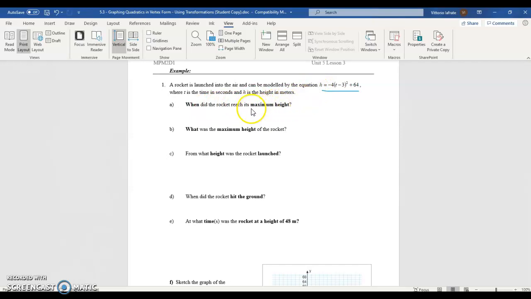So whenever we ask you for maximum height, I'm going to do question B first, the maximum height. What you're looking at is your vertex. The vertex is the maximum height of the rocket. You have a graph that opens from the bottom. We know that because of that negative there. So what we're really asking you is when did it reach this point here? So it went up and then eventually started going down, but this is the maximum height and that's your vertex.